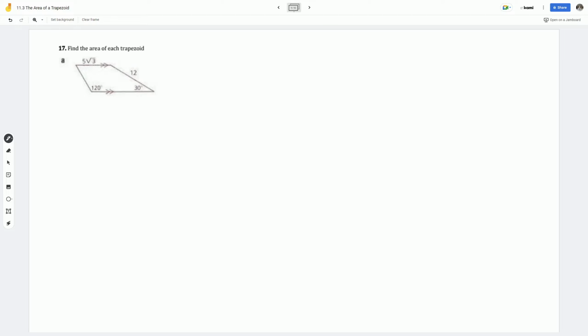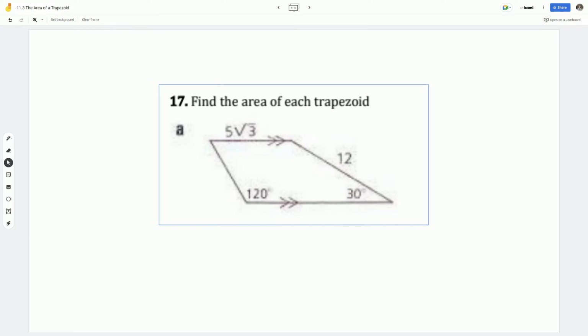All right, our last two problems here. Find the area of the trapezoid. Now I'm going to reconstruct this a little bigger. All right, I can't draw at all, so I just reconstructed the figure. Now, we know this side is 5 root 3 and this side is 12. It's a little blurry, but we also know one angle here is 30 degrees.